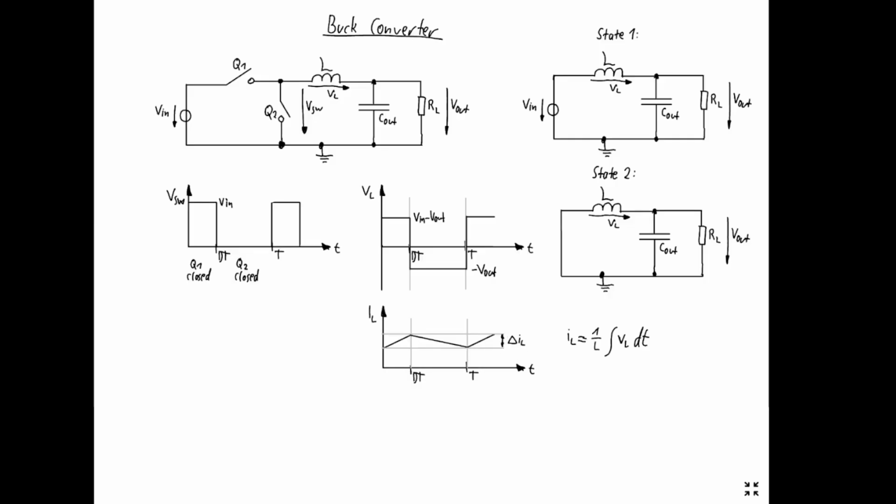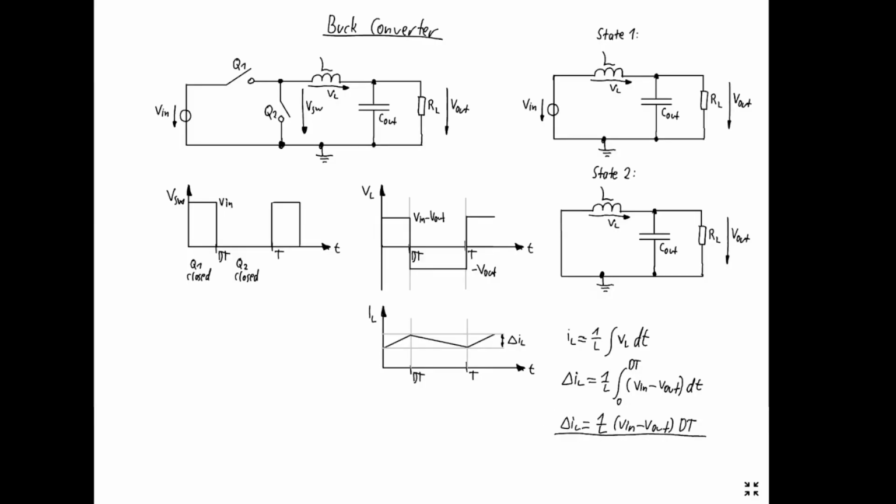To calculate the current ripple, we can use this formula. And now, for example, I will calculate it for state 1. It results in the same if you use it for state 2. So delta IL equals 1 over L. So we have an integral from 0 to dt. And then we have the voltage, which is input voltage minus output voltage, our inductor voltage for state 1. And then it only has to be calculated. It's a very easy integral. It's just times dt. This equation can now be used to size our inductor.